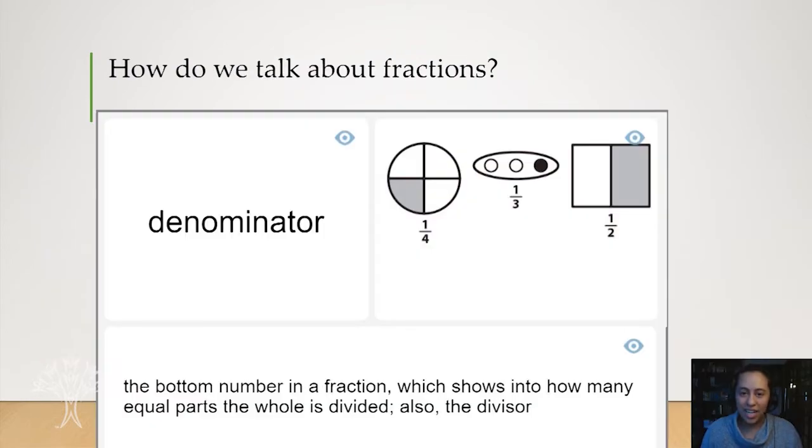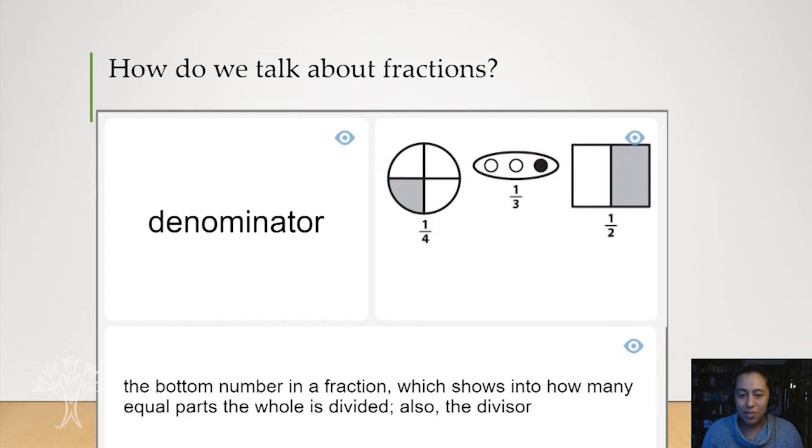But wait a second. How do we talk about fractions? Let's start by talking about a big word that you'll use a lot when you get into the upper grades. Denominator. Can you say that word? Denominator. Maybe you can even clap out the syllables. The denominator is just the bottom number in a fraction when we write a fraction. And it says how many equal parts the whole is divided into.